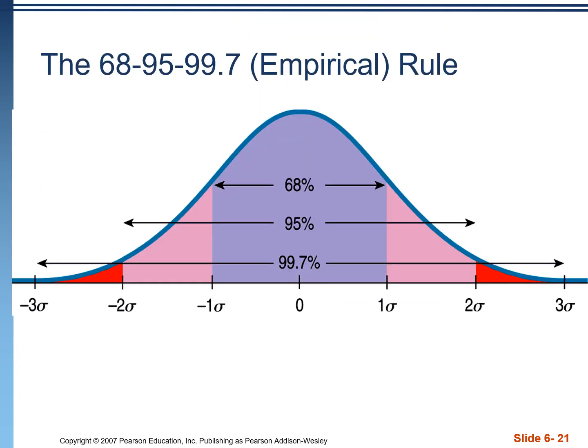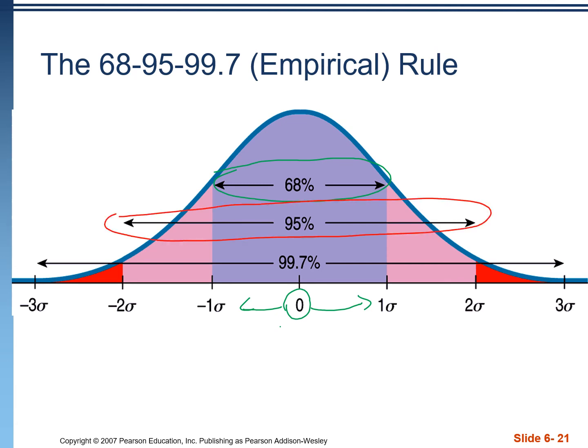So here's a graphical representation of it. We have our mean in the center here. We're going to go 1 standard deviation above it, 1 standard deviation below it. 68% of all our data values are going to fall in that range. 95% are going to fall in the range that covers 2 standard deviations above and below, and then pretty much everything, 99.7%, falls within 3 standard deviations of the mean.